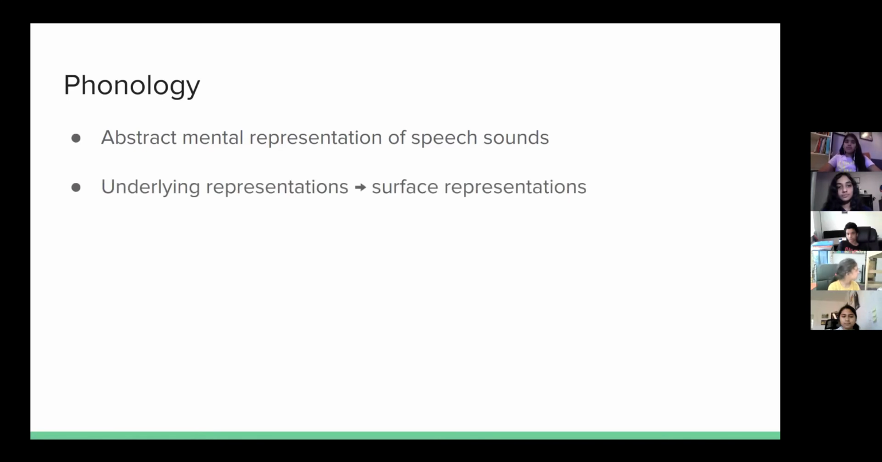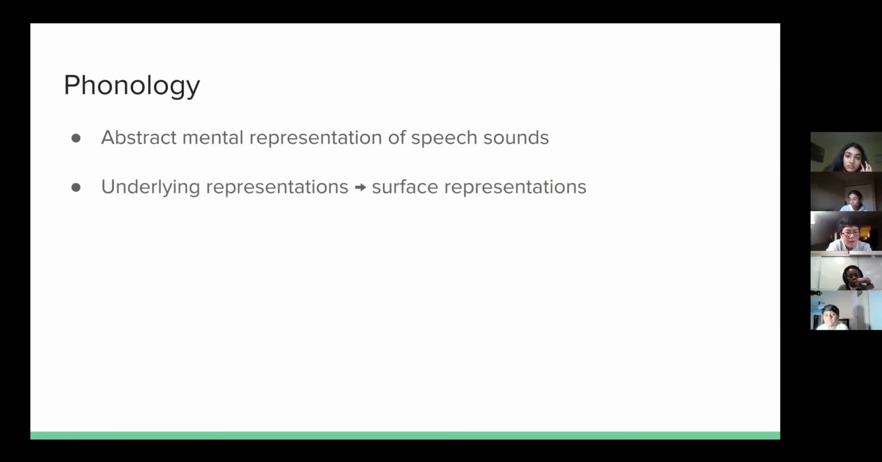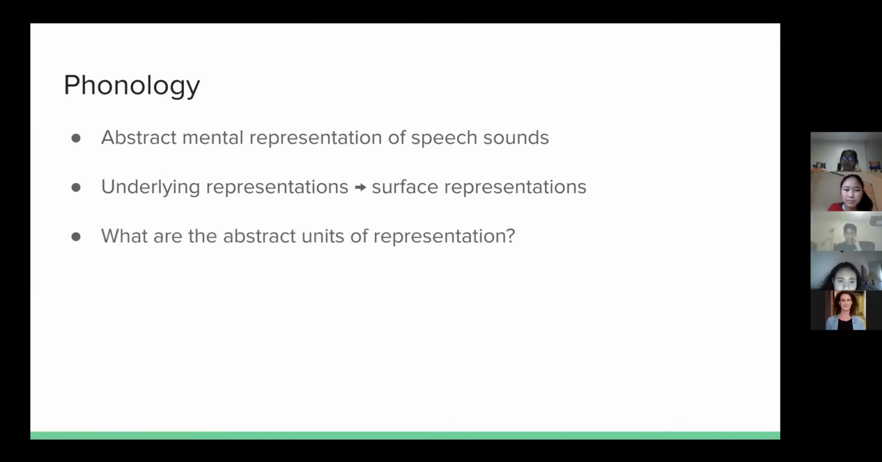So the idea behind phonology is that we have an underlying representation of a sound in our mind, and that gives rise to a surface representation when we're writing it or saying it. The study of phonology is concerned with what these abstract units of representation are, and how those units are combined to form new phonemes, then words, then sentences, and so on.